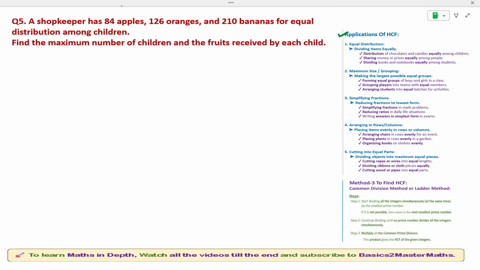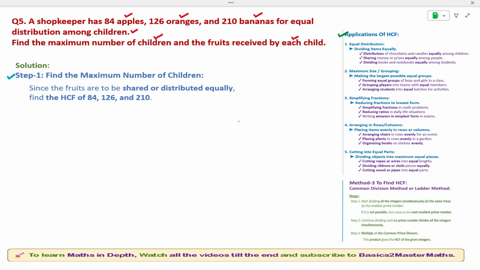A shopkeeper has 84 apples, 126 oranges, and 210 bananas for equal distribution among children. Find the maximum number of children and the fruits received by each child.